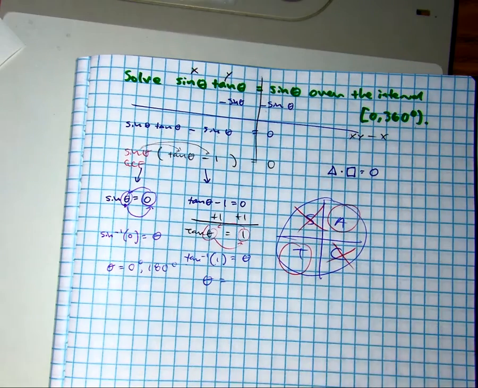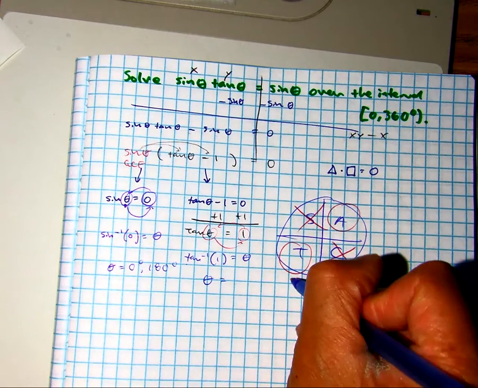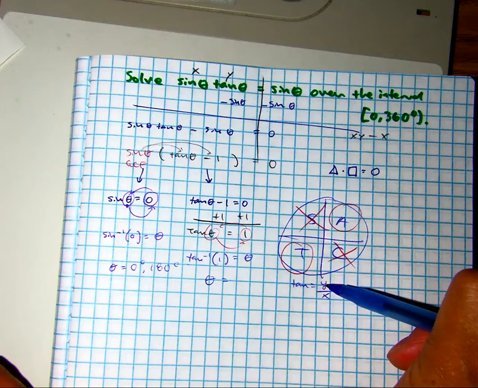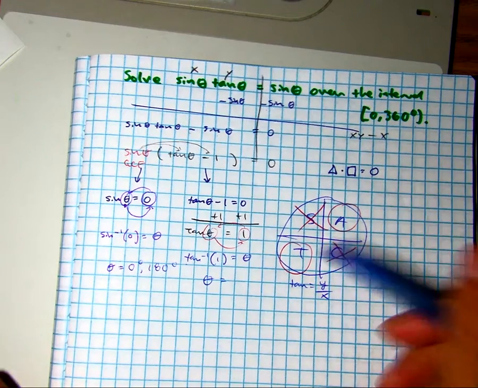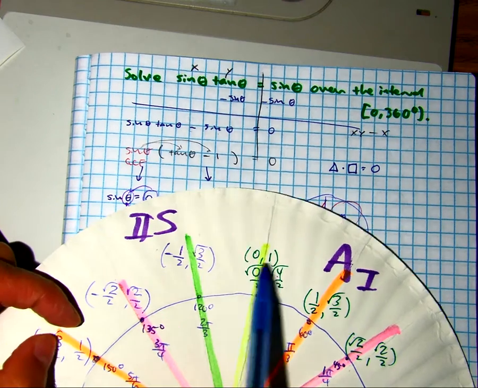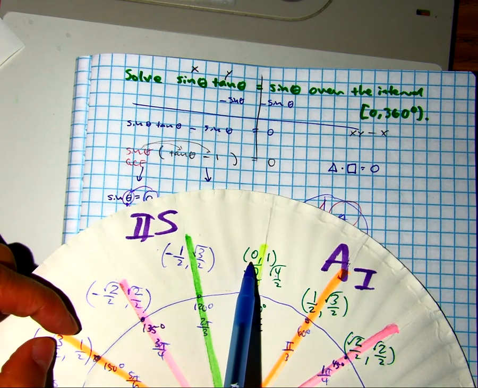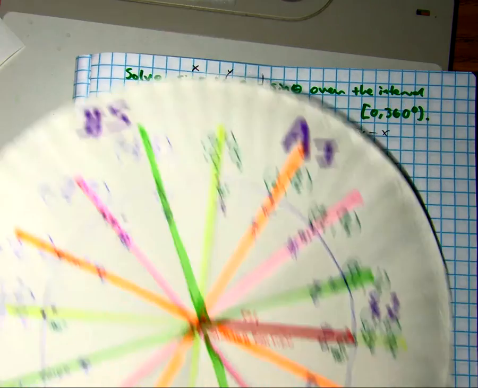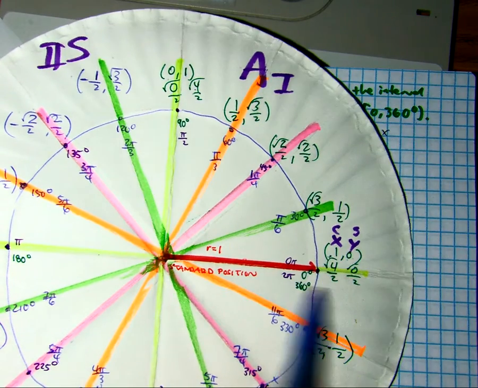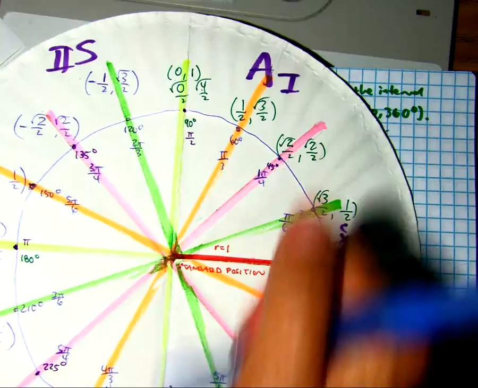Tangent is which two letters? X, Y, and R. Tangent is y over x. So I take the y coordinate divided by the x coordinate and that gives me tangent. So if I thought it was a quadrantal, 1 divided by 0 is undefined. 0 divided by 1 is 0, so it's not a quadrantal. It's going to be a special right triangle.